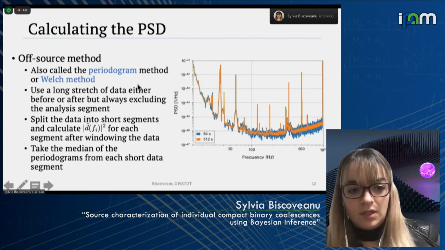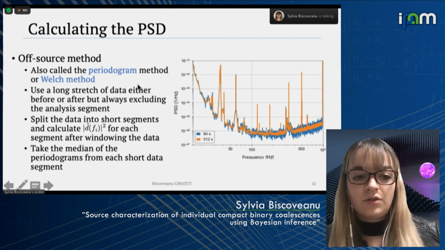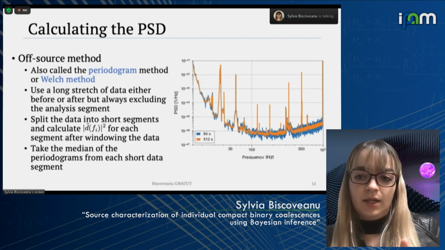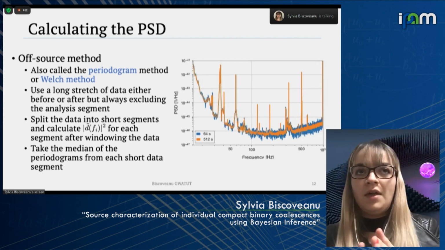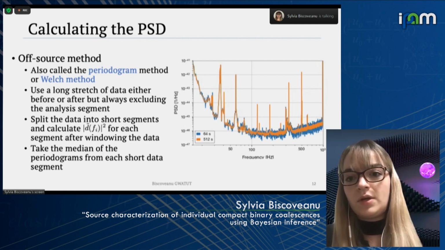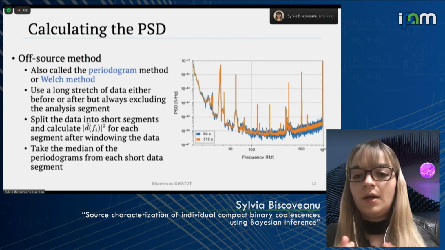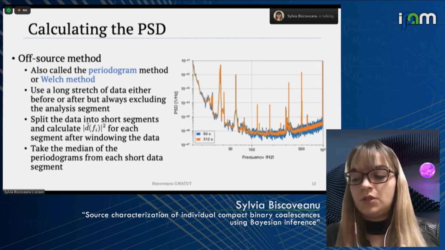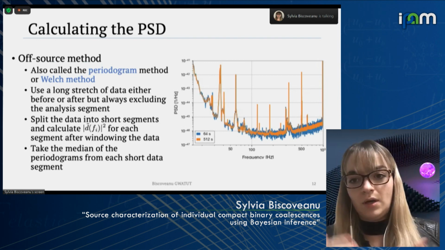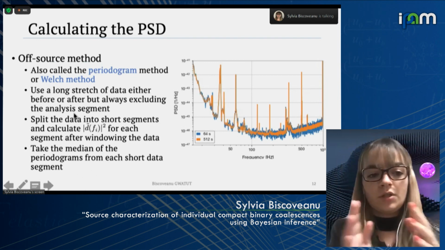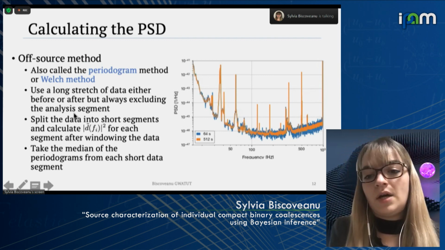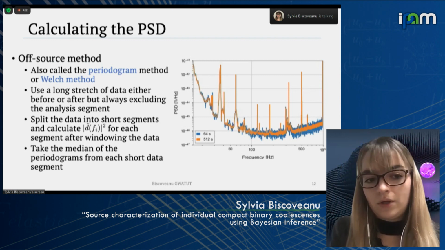How this works is you take a long stretch of data, either before or after the segment that you want to analyze that you think has a signal. The reason that you always exclude the segment with a signal is because you know that there's excess non-Gaussian power in that particular segment. If you're just trying to estimate the baseline noise properties of the detector, including that in your estimate will lead to a bias. So you take this long stretch of data, it's typically 32 times the length of the segment that you want to analyze.